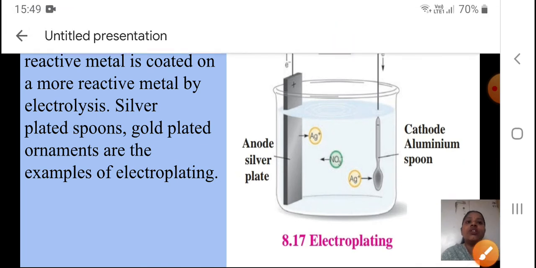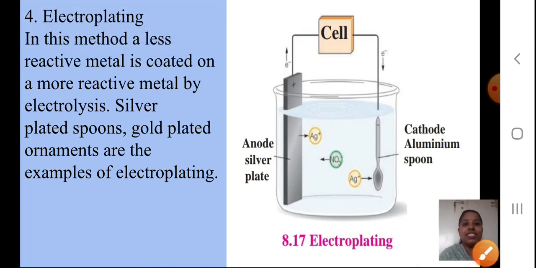So that part is your electroplating. In this method, a less reactive metal is coated on a more reactive metal by electrolysis. Remember, you need an electric connection, a cell and all; you can see in the diagram it is given.